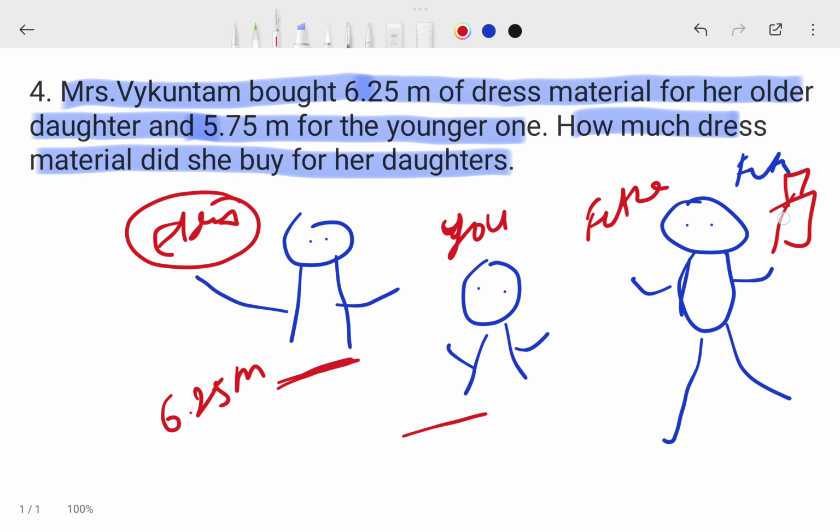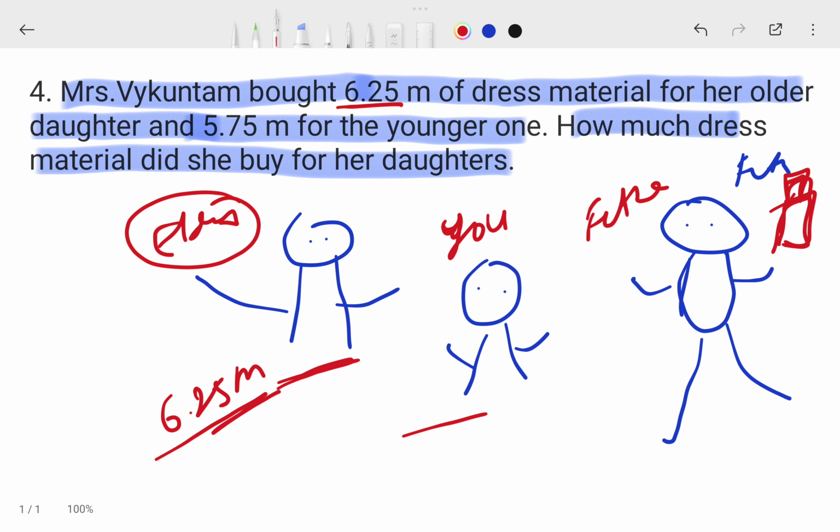So your father went to this shop and said, I have two children, my elder son. So for my son I want to buy a dress. So your father told the shopkeeper, I want to buy two dresses. One is for my elder son and one is for my younger son. So for my elder son, I want to buy a dress of 6.25 meters. Your father bought 6.25 meters of dress for your elder son.